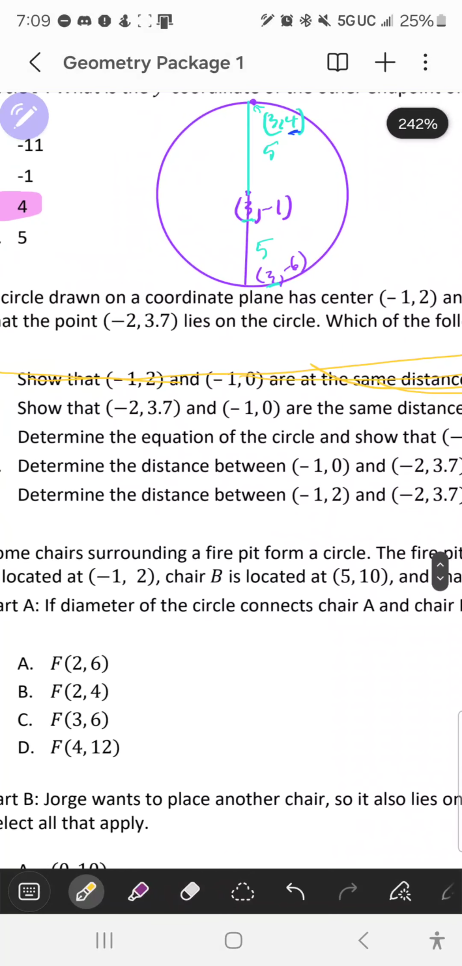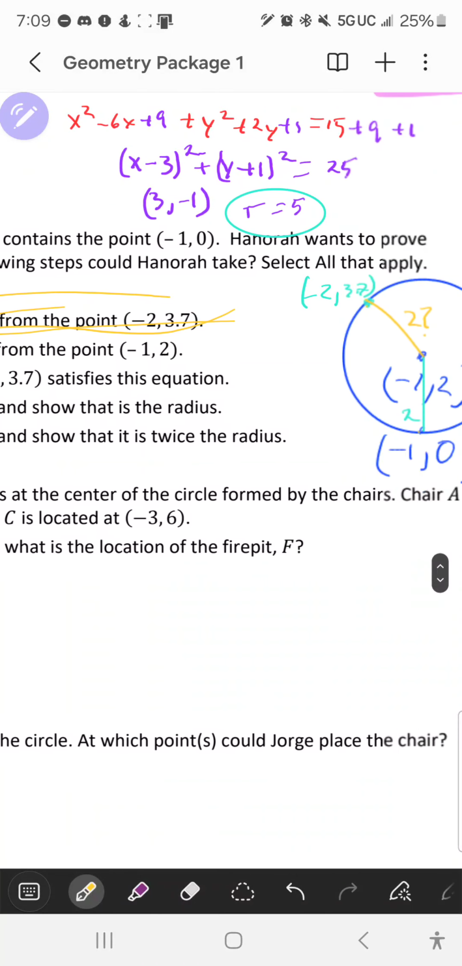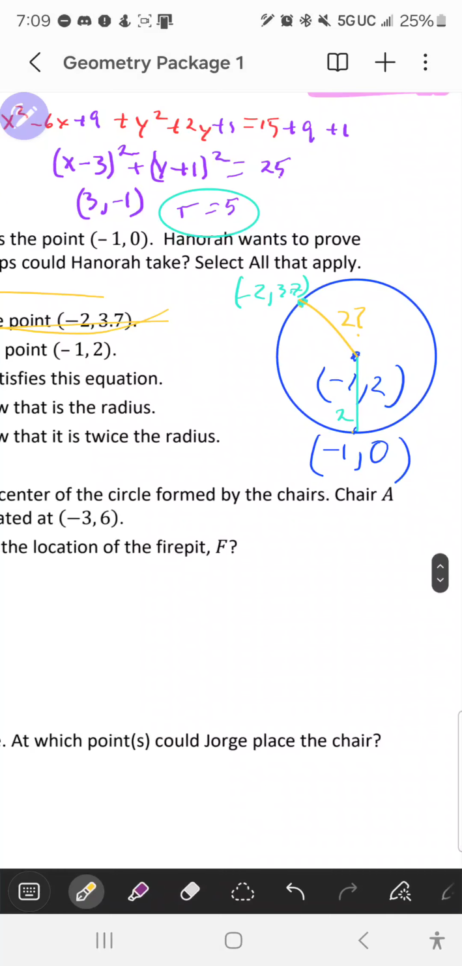Now, should that point (-2, 3.7) and (-1, 7) be at the same distance from point (-1, 2)? Now it does make sense. Yeah, this is right. Why?